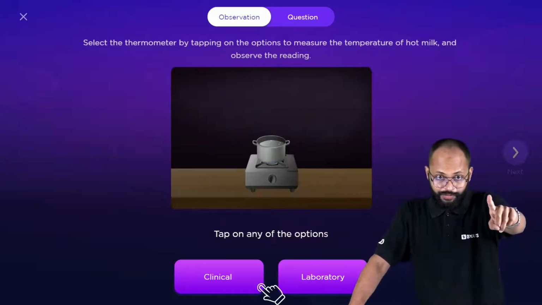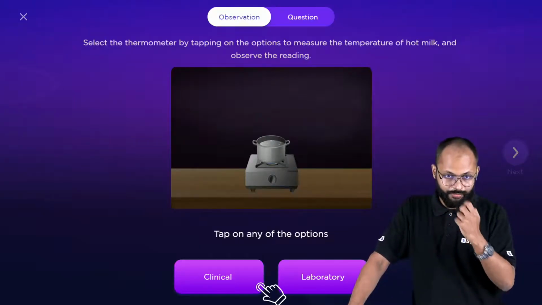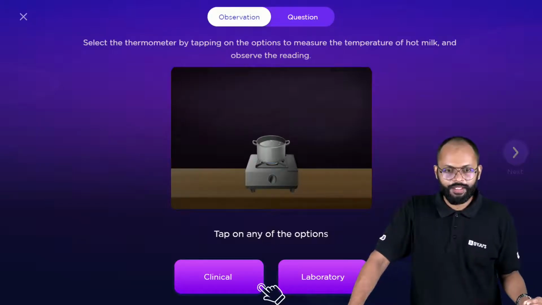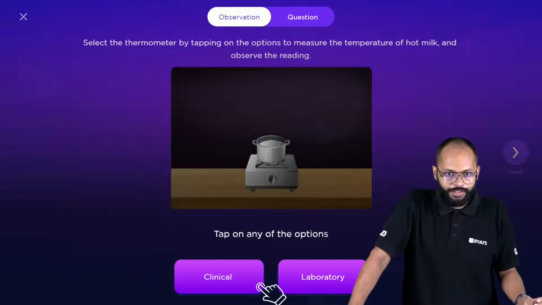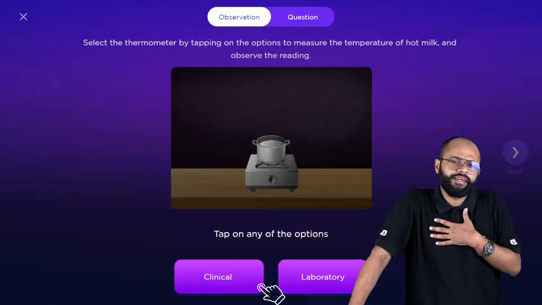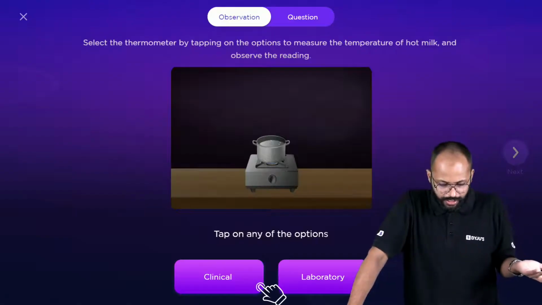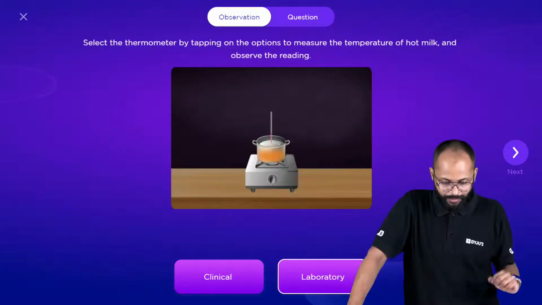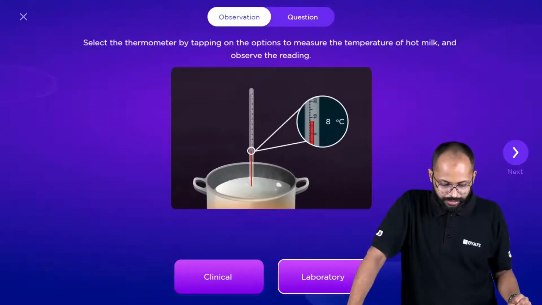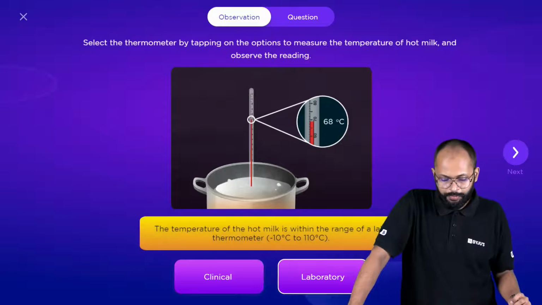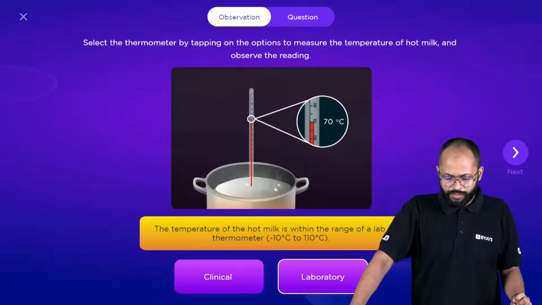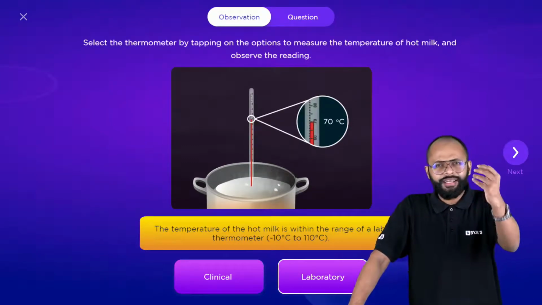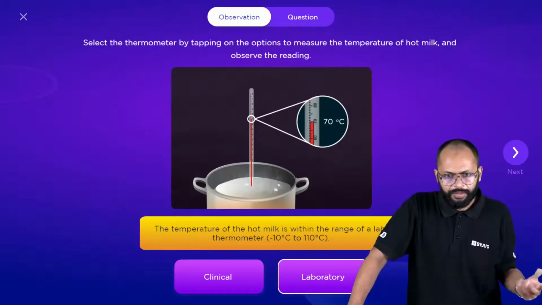See, it's hot milk first of all. Yeah, Pratyush, I'm coming to that question. On which do you want me to tap? You know at least what the answer is, right? If I'm a kid and I'm not sure, let's see. I clicked on the laboratory thermometer. Okay, I can see the reading is going up and up. The temperature of the hot milk is in the range of the lab thermometer, minus 10 to 110. Definitely, in between it is there.